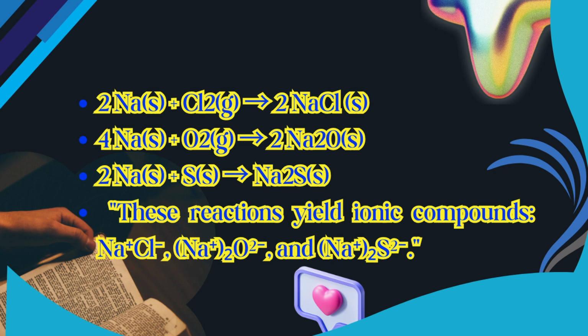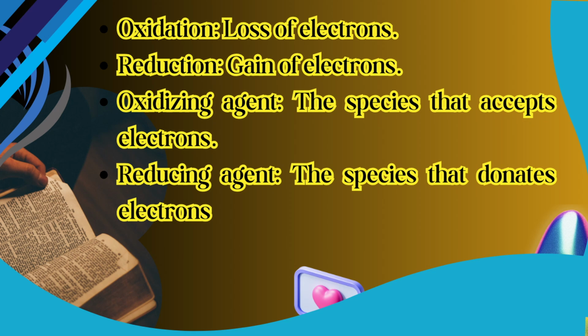For sodium chloride, we can write like this. Adding the half reactions gives us the overall reaction. In contrast, we define oxidation as loss of electrons, reduction as gain of electrons. Oxidizing agent is the species that accepts electrons, reducing agent is the species that donates electrons.